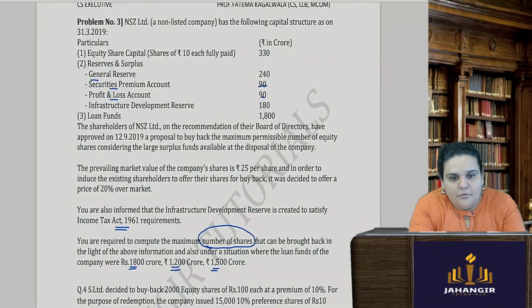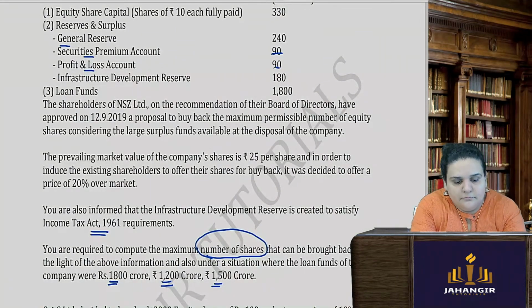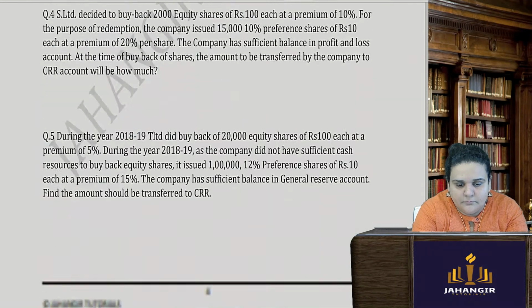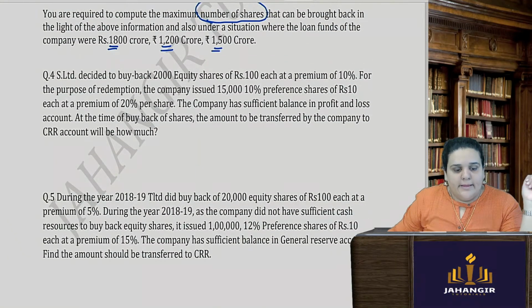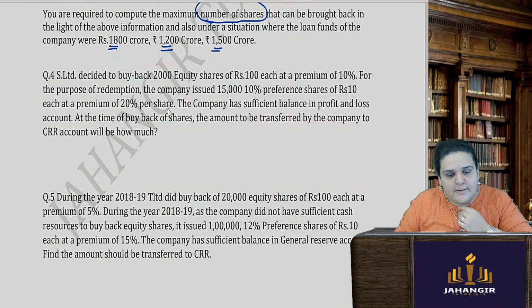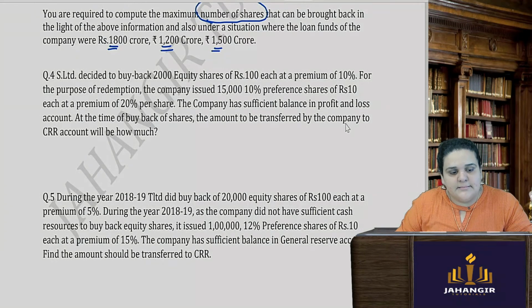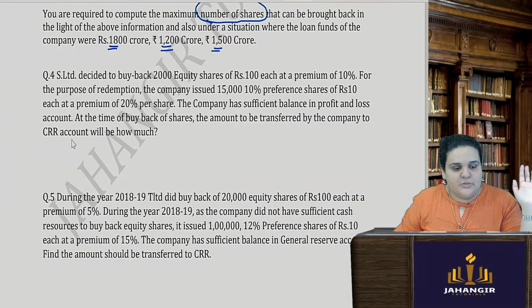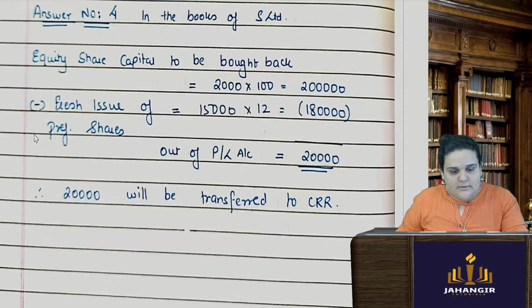Now coming to question number 4. S Limited decided to buy back 2000 equity shares of rupees 100 each at a premium of 10%. For the purpose of redemption, meaning to buy back, the company issued 15,000 10% preference shares of rupees 10 each at a premium of rupees 20 per share. The company has sufficient balance in the P&L account. At the time of buyback of the shares, the amount to be transferred to the CRR will be how much? All the MCQs are based on this only. Amount transferred to CRR.